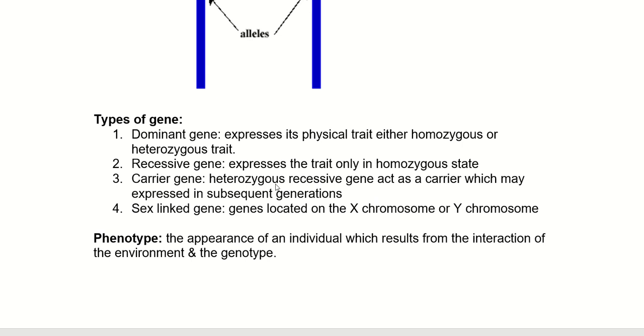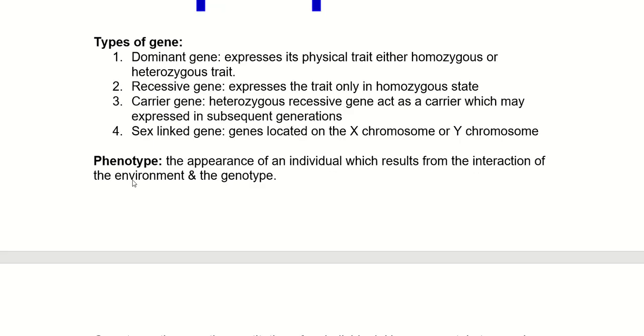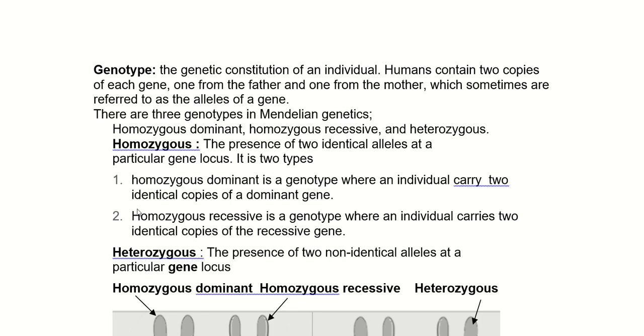The types of gene: a dominant gene expresses its physical trait in either the homozygous or heterozygous state. A recessive gene expresses the trait only in the homozygous state. Carrier gene: a heterozygous recessive gene acts as a carrier, which may express in a subsequent generation. Sex-linked genes: genes located on the X chromosome or Y chromosome. Phenotype: the appearance of an individual which results from interactions of the environment and the genotype. Genotype: the genetic constituent of an individual.